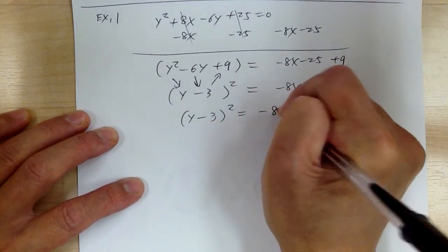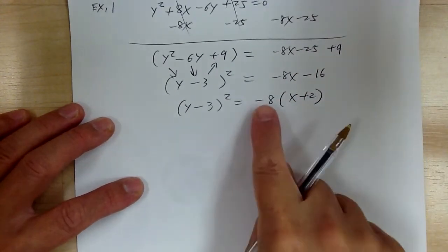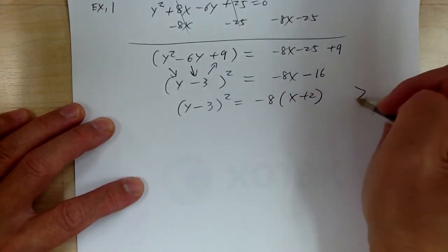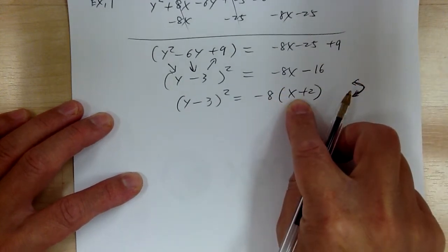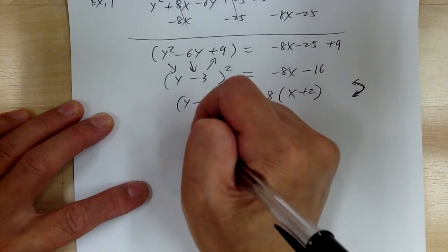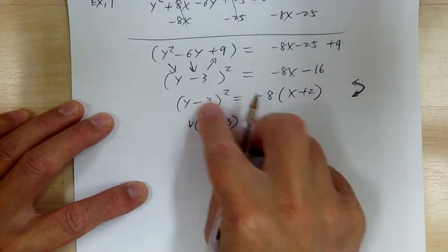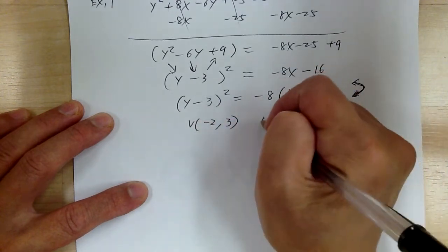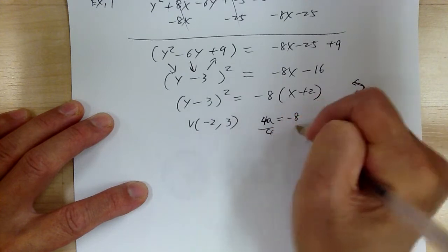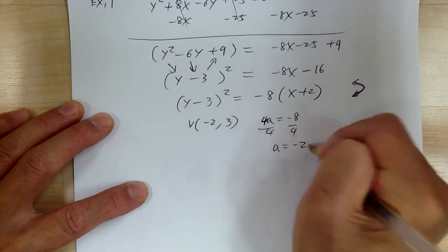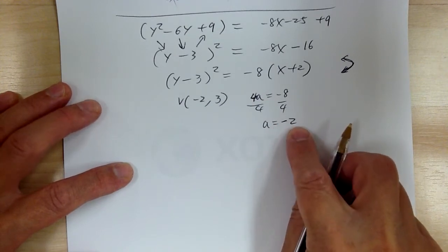So go and factor out the negative 8, so you get x plus 2. So from here, this is going to be negative x direction. So you know that graph is going this way. It's going to be in a negative x direction. Okay? And the vertex is going to be at negative 2, 3. Right? That's your h and k, opposite. And 4a is equal to negative 8, divided by 4, so a equal to negative 2. So again, the negative just shows you the direction, and the 2 gives you the length.